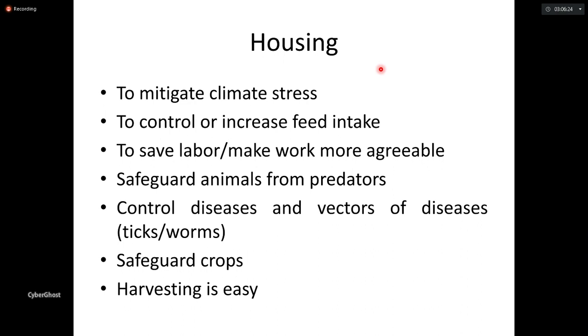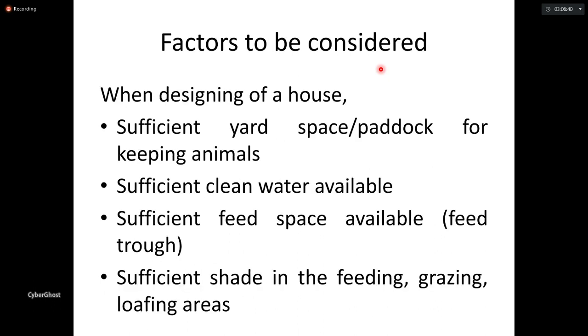Harvesting, the milking process, is also very convenient and very easy because they are inside the housing system. We can use milking machines, a milking parlor, or a manual method just to harvest whatever products are coming from these animals, right?